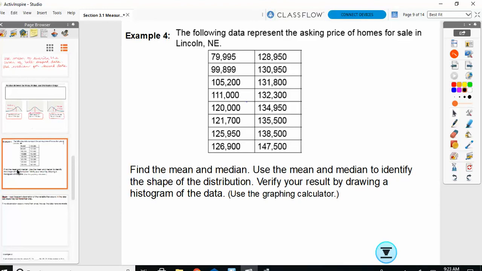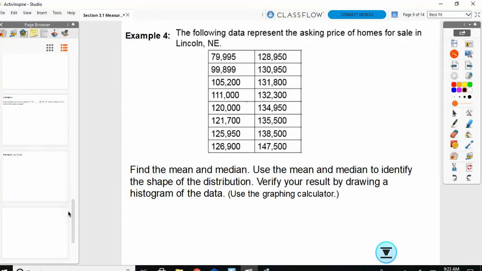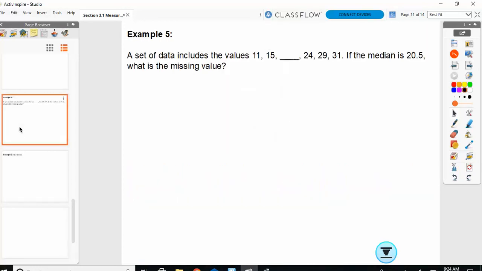You could also do a histogram if you wanted to compare that. I'm not going to, and I wouldn't require you to on the homework, but that's just another tool because we have talked about those before. Remember those bar graphs that we make on our graphing calculator? You could look at it to check your shape.